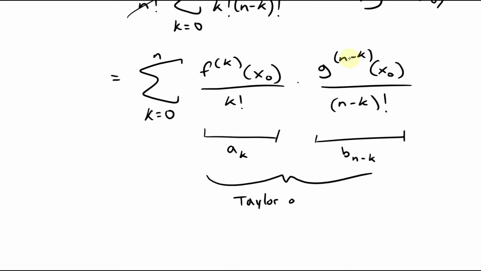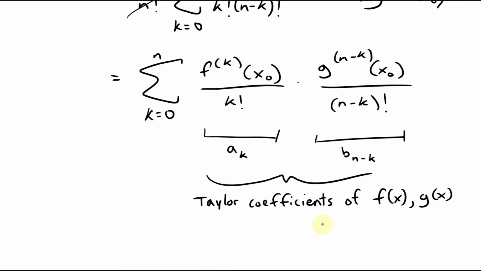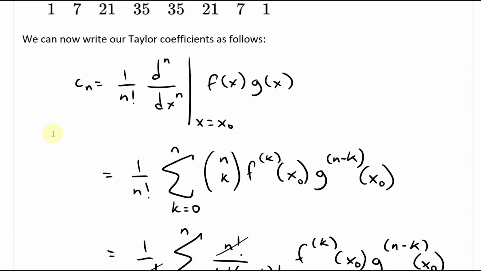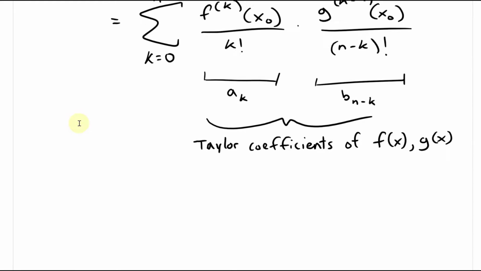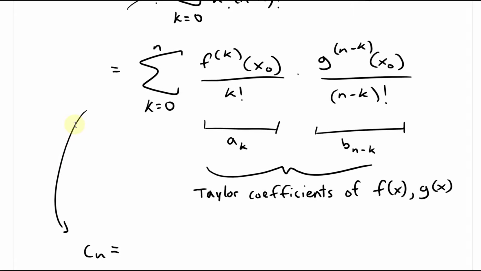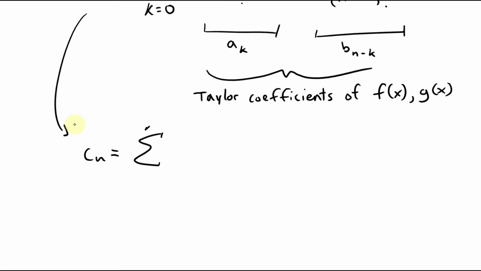Taylor coefficients of f of x and g of x. Thus what we have is just the Cn. So let's put this down here. Cn is equal to the summation from k equals 0 to n of the coefficients a_k times b_(n minus k). Let's box this out like that.